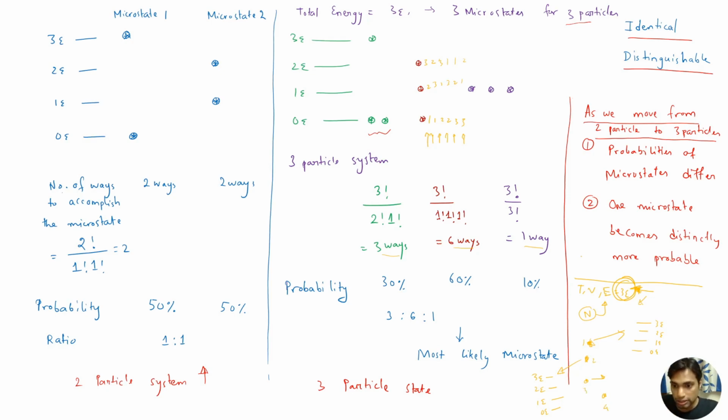Now here is the system that you have to build. And if I give you only two particles, particle 1 and 2, then in how many ways can you build this macrostate?